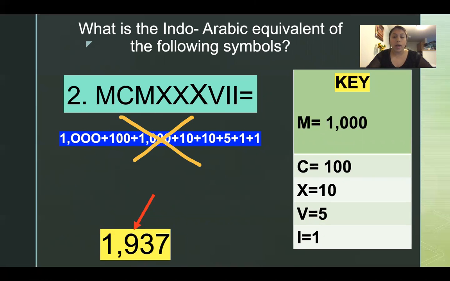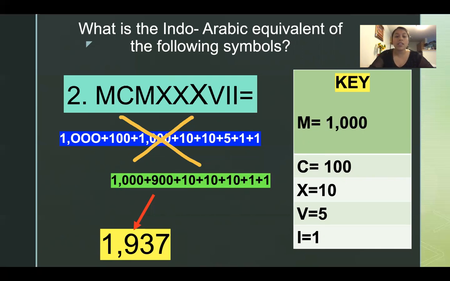Well, if we set it up the way it is, that gives us a total of 2,930, which is incorrect. The reason it is incorrect is that we have C and M, and the rule is if a C is smaller and goes before M, we have to subtract 100 from 1,000, giving us 900. So this is the way we would set it up in the green, which is 1,000 plus 900 plus 10 plus 10 plus 10 plus 1 plus 1, giving us a grand total of 1,937. Now, that is the correct answer for this problem because of the rule we had to follow.